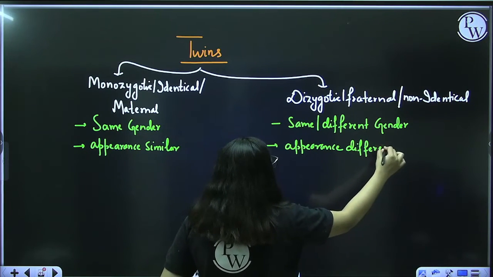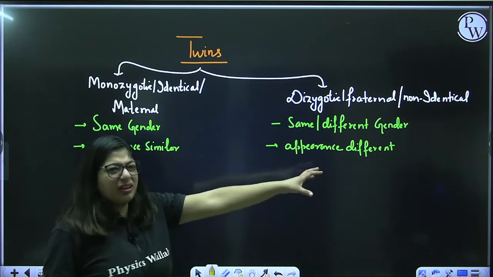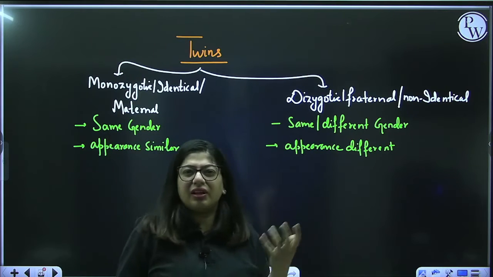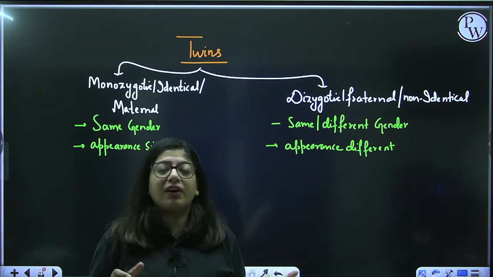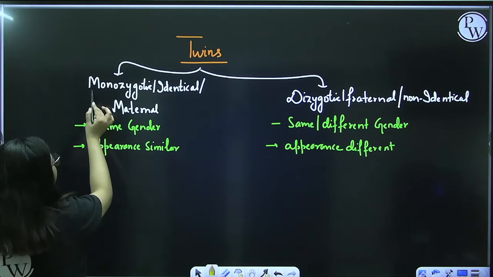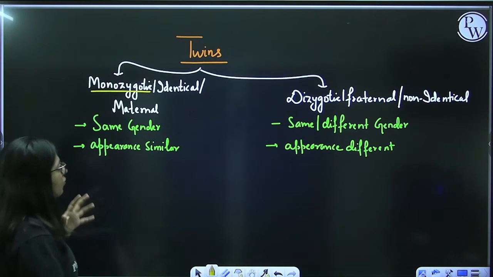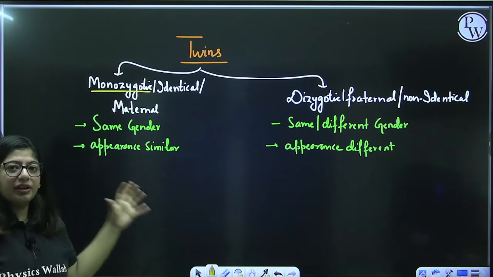As their name suggests, they may appear a little same, like siblings, but not identical, like identical twins, right? Now what's the difference? You have seen here the word monozygotic. Mono means one, zygote. So how are identical twins formed?